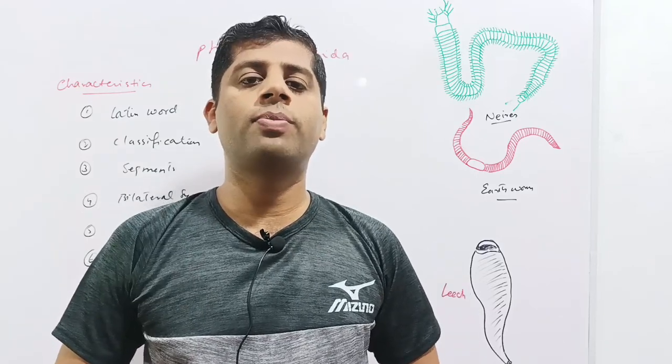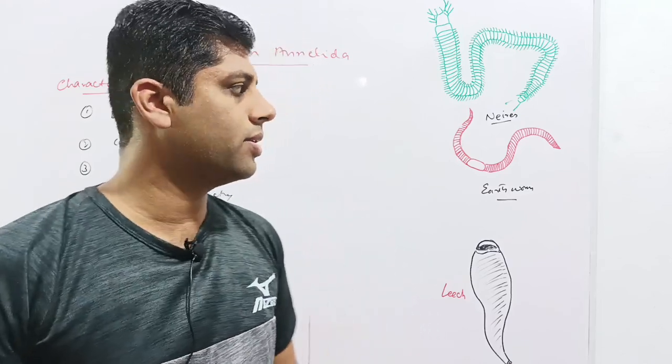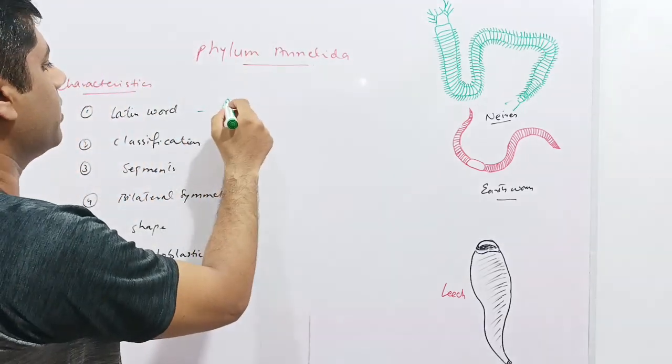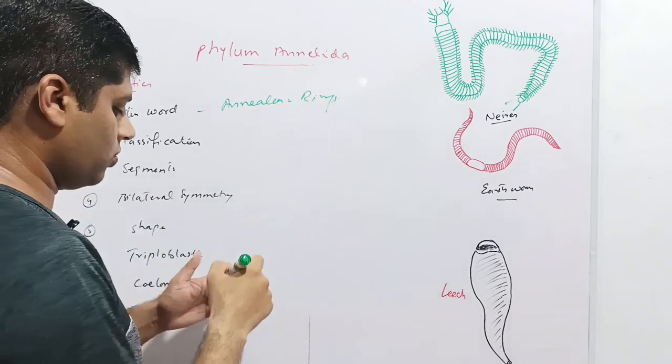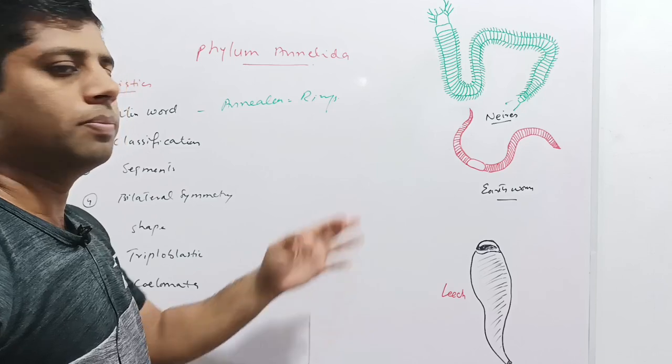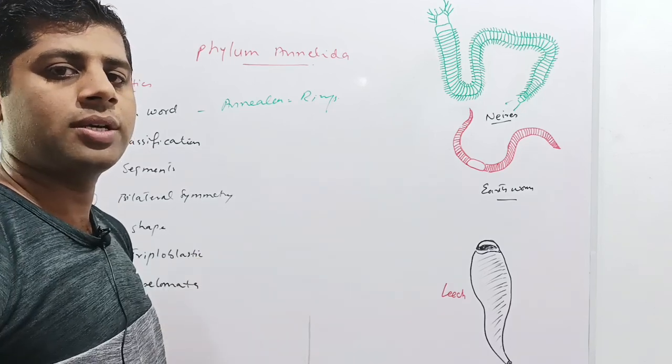The word Annelida is derived from the Latin word annelus. Annelus means rings. It means rings because the bodies of these worms, as you can see in the diagrams, bear rings. So these are also called segmented animals.